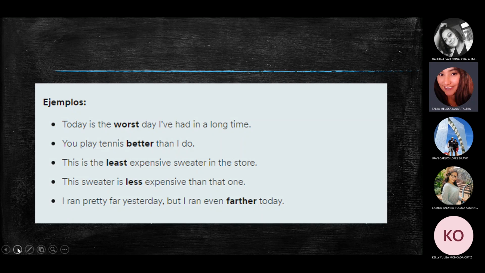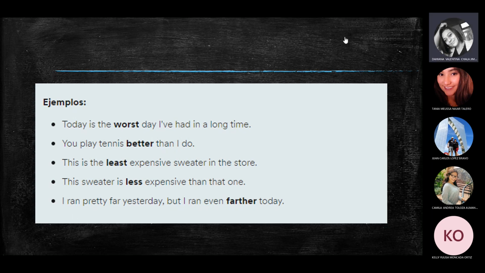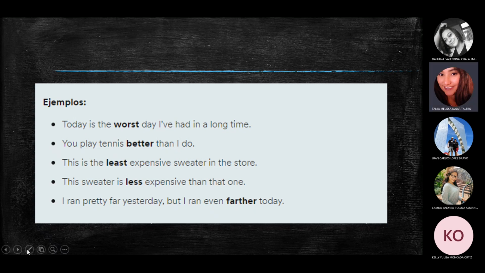Now, can you help me to read these examples, please? Someone of you, I don't know, Diana. Today is the worst day I've had in a long time. You play tennis better than I do. This is the least expensive sweater in the store. This sweater is less expensive than that one. I ran pretty far yesterday, but I ran even farther today. Okay, thank you so much.